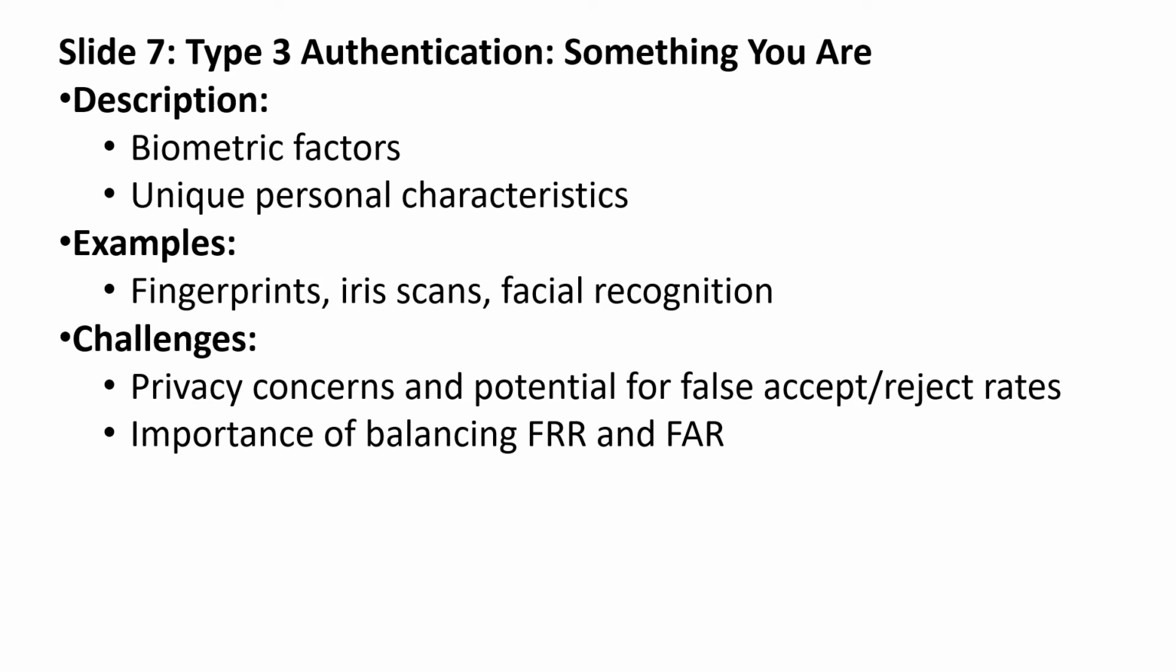Type 3 authentication, something you are. Description: biometric factors, unique physical personal characteristics. For example, fingerprints, iris scans, facial recognition, etc. Challenges: privacy concerns and potential for false accept or reject rates. Importance of balancing FRR and FAR. FRR stands for false reject rate and FAR stands for false accept rate.